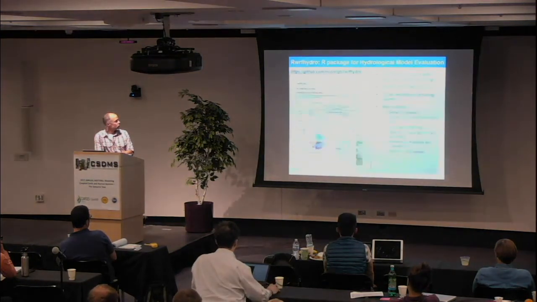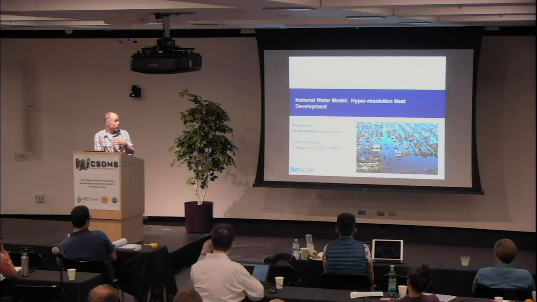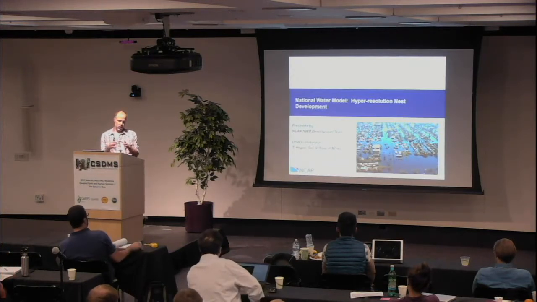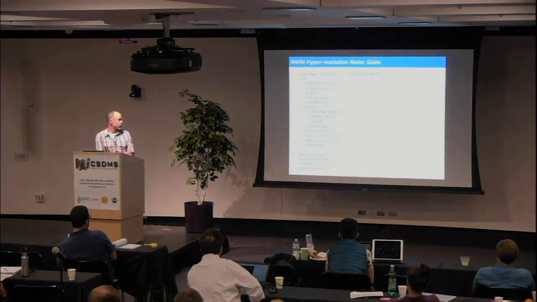There's one more thing that I wanted to show at the very end, and this is sort of a new capability. It's where the Weather Service is looking at on-demand computing to put in nests at very high resolution for specific events. It's called hyper-resolution nest development, and this is just an example of one that we set up for Hurricane Matthew of last year.